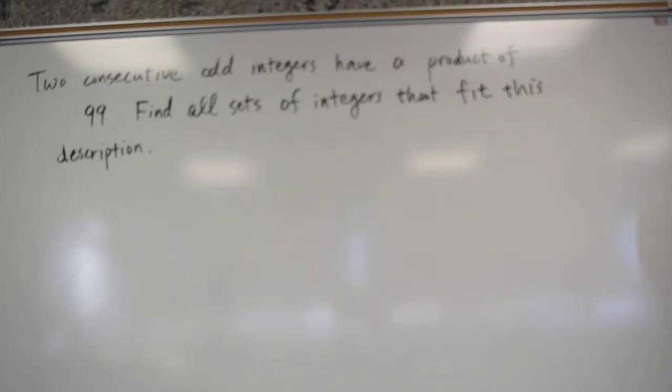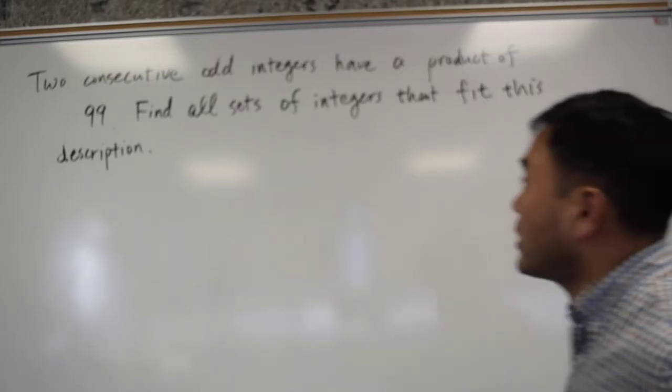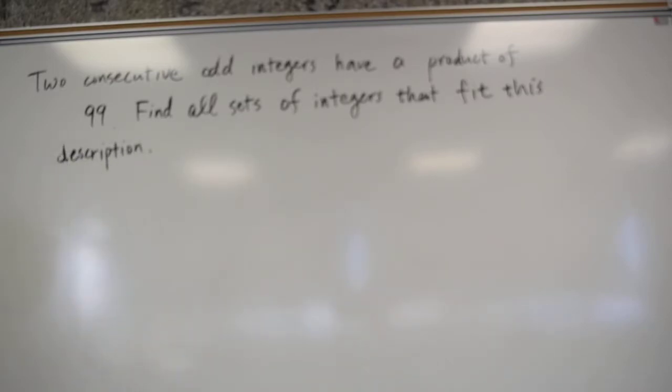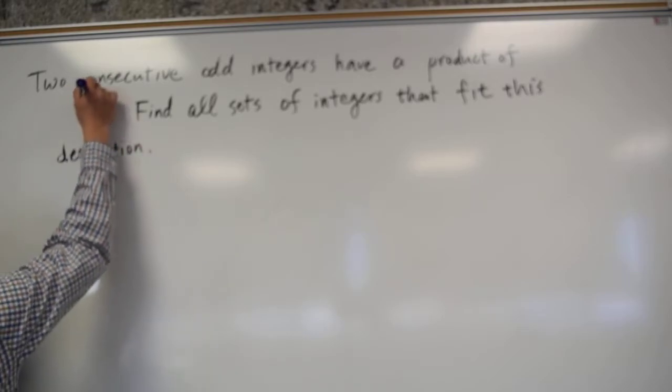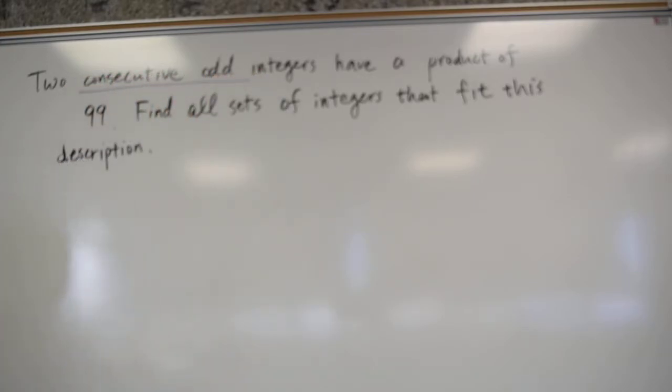Two consecutive odd integers have a product of 99. Find all sets of integers that fit this description. So I guess the thing that you have to think about is first, what is a consecutive odd integer? Can you give me an example of a consecutive odd integer?